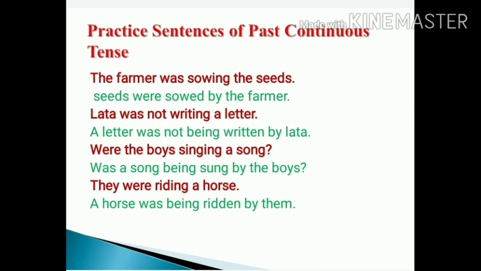Next is were the boys singing a song? It is an interrogative sentence. So a song is the object here. It becomes the subject in passive voice and it is singular. So we use was before this. Was a song being sung by the boys? Next is they were riding a horse. A horse was being ridden by them.